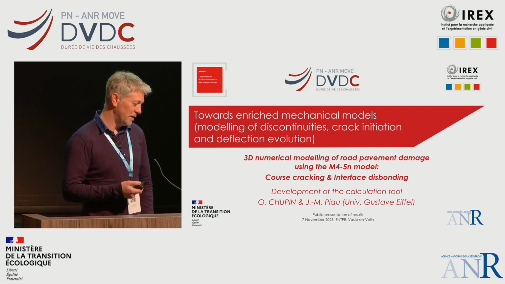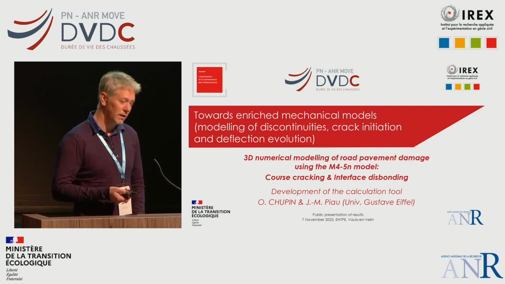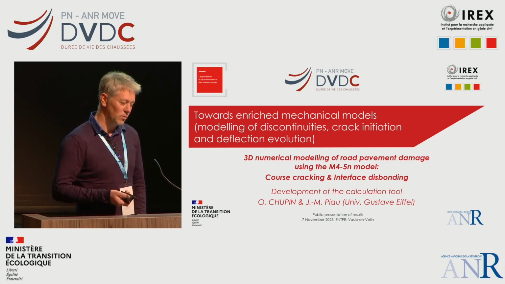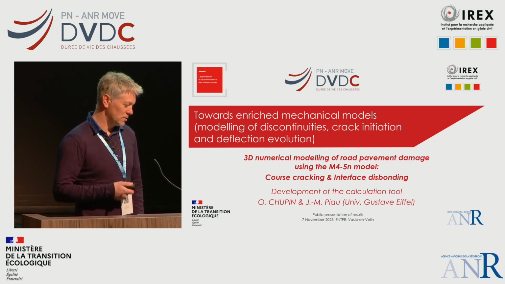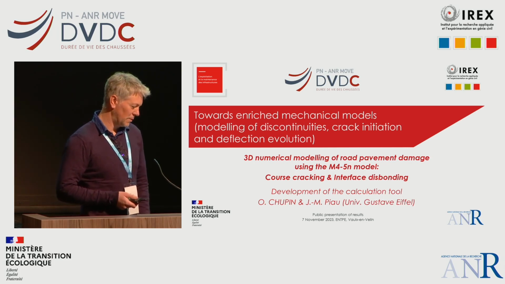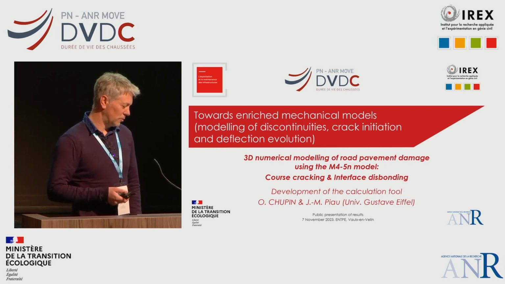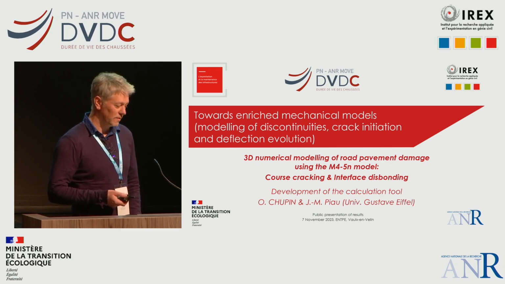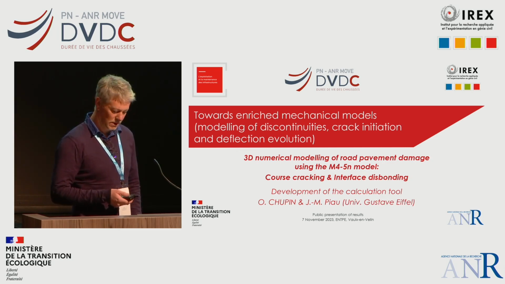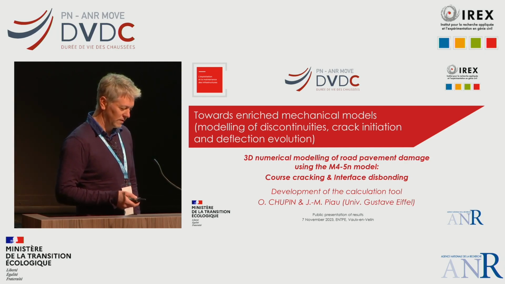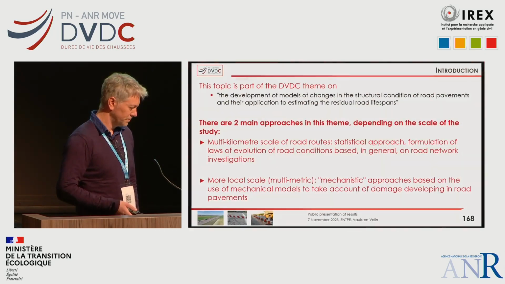And what we're interested in this context is the development of a digital model, a three-dimensional model that takes into account the damage done to the road pavement. And the modeling is based on the M4-5N. I'll go into detail on that afterwards. And what we wanted to look at in particular was all of the coarse cracking and also what happens in terms of the interfaces, notably disbonding, that we sometimes see. And we wanted to do modeling in relation to these interfaces.